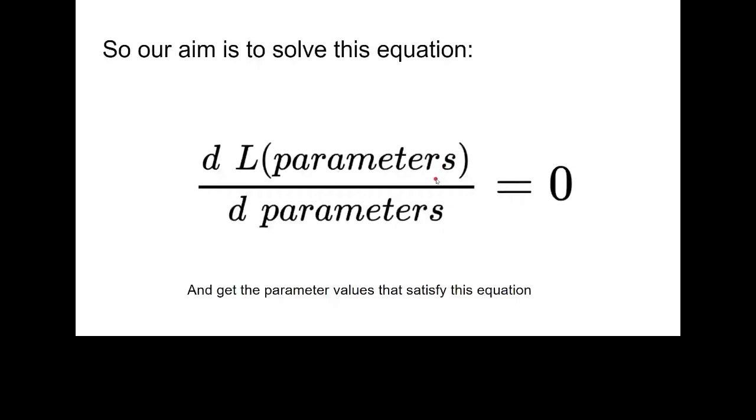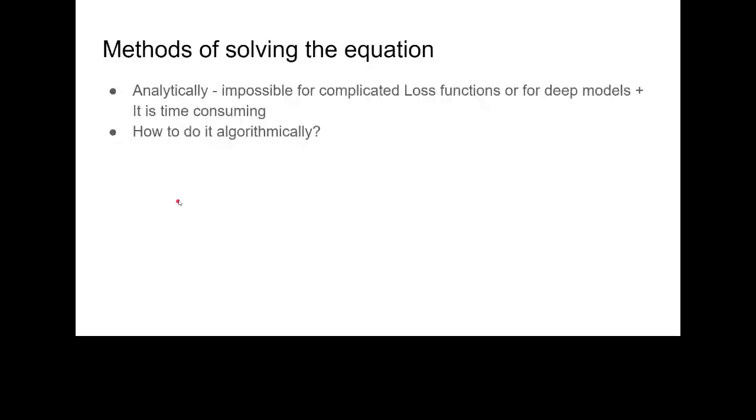It's exactly these things that we aim to tune so that we can achieve the required performance. So the loss function is a function of the parameters, and we aim to minimize it. Basically our aim is to solve this equation: the derivative of the loss function with respect to the parameters must be equal to 0, and we aim to get the parameter values at these critical points. But how do we solve this equation? That is a question we have to ask ourselves. Analytically, it is not possible to solve.